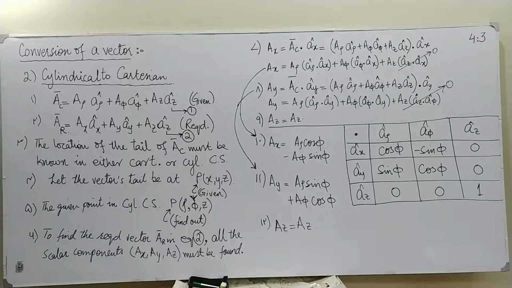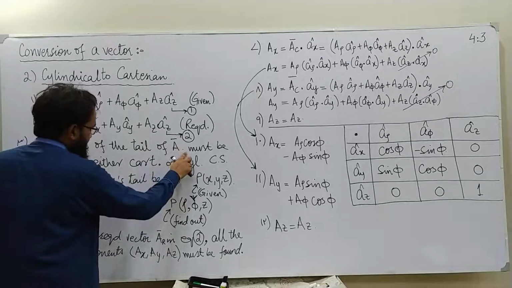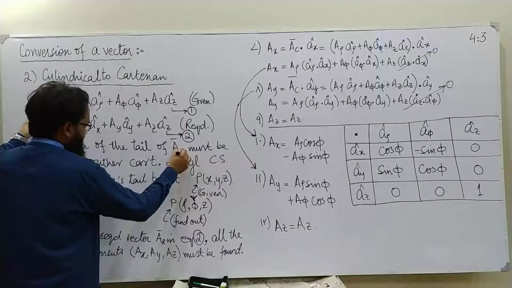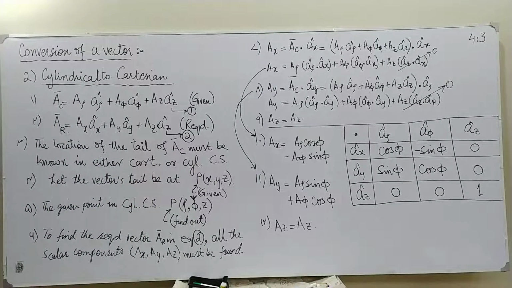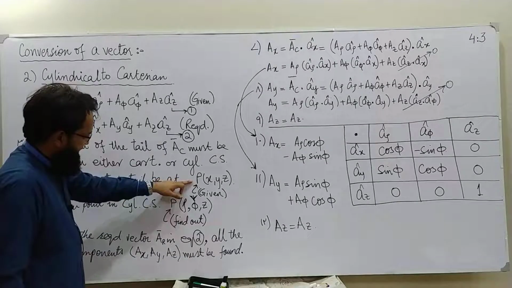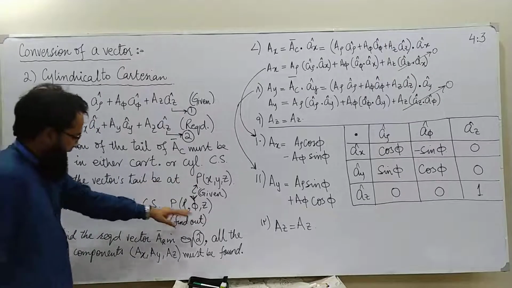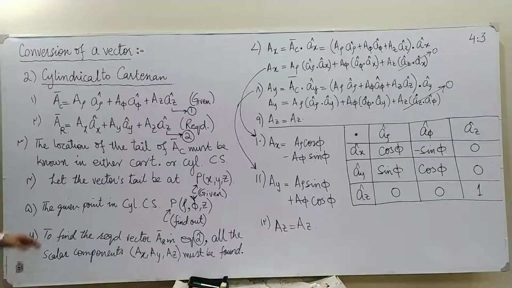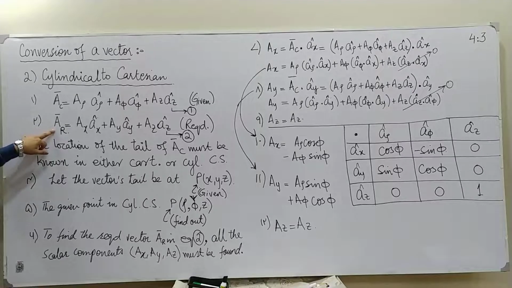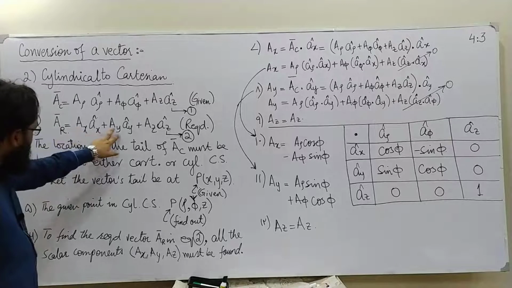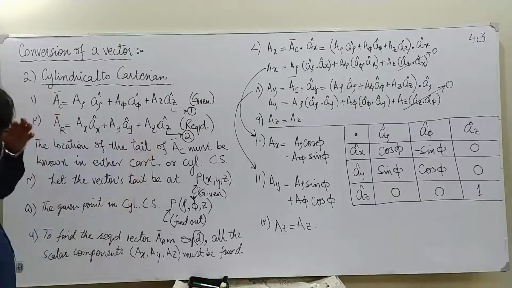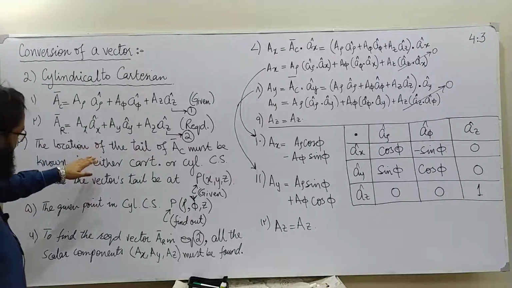So again, the tail of the given vector Ac is required this time, either in the rectangular coordinate system or the cylindrical coordinate system. If the tail is given in the rectangular or Cartesian coordinate system, we will evaluate its equivalent cylindrical coordinates, and then we will proceed to find this vector Ar. Finding this vector Ar means that we need the scalar x component, scalar y component and scalar z component of this vector.